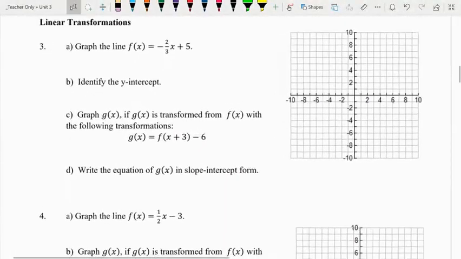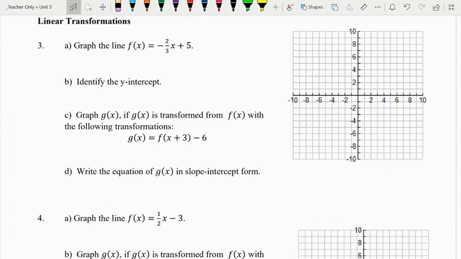So we're just going to do a bunch of different examples, focusing on linear transformations. If we don't make it through all of them, feel free to look through the completed notes because they'll all be on OneNote. Okay, so the first thing that this asks us to do is graph the line.